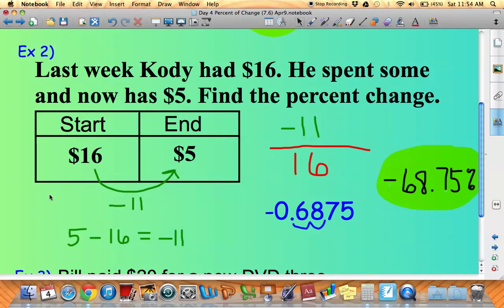Make sure all of this is correct in your notes. Make sure you really understand what I'm doing here, where my top number is, where my bottom number is. Top number would be the change, bottom number is what he started with. When I get a negative answer, that means his amount is going down. He is losing 68% of his money.